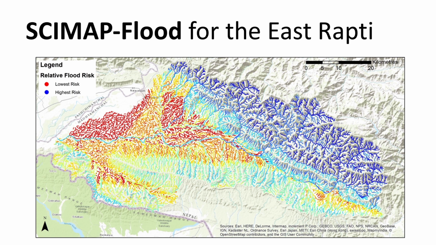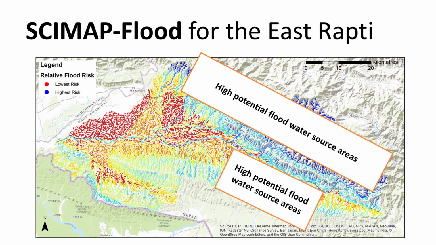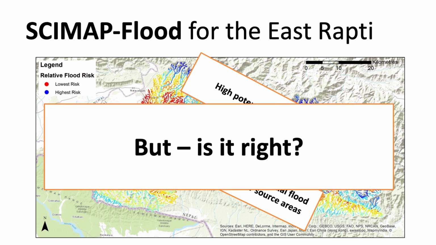Now, what this map's saying is these areas highlighted in blue is where we calculate is the highest potential for flood waters to be generated. So to a certain extent across this mountain range here, and potentially across this area down here. But we've got this key question, is this right? This is something which we can calculate in GIS, it's based on a set of logical assumptions, but we need to calibrate this to observed data.